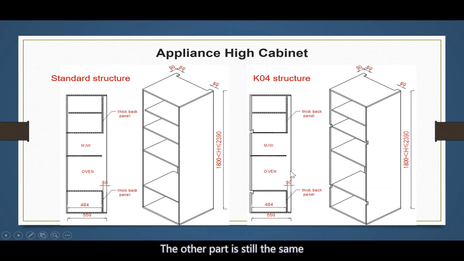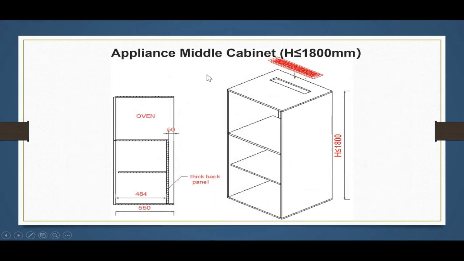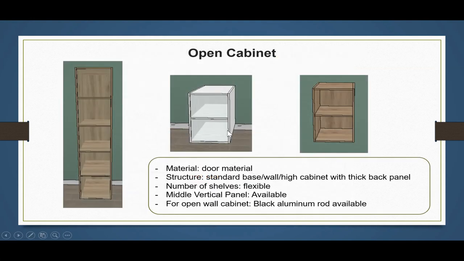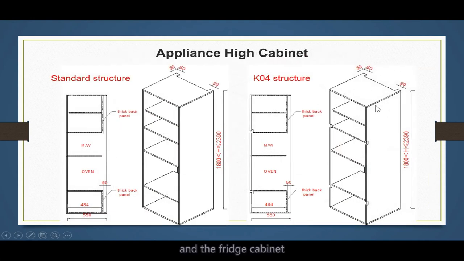But the other parts are still the same. We have the feedback panels. We got this part right here. And then we're going to cut a U-shaped part on the top panels and the bottom panels. As you can see here, this is 50 by 50 is left. And we're going to cut this U-shape right here to help improve the air transportation. Okay, this happens for all the appliances high cabinets, including the appliances middle cabinets and the fridge cabinets.